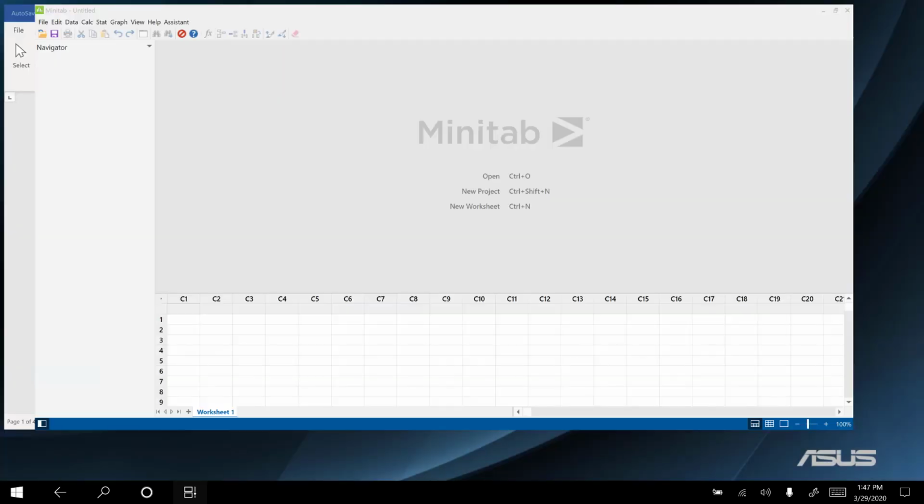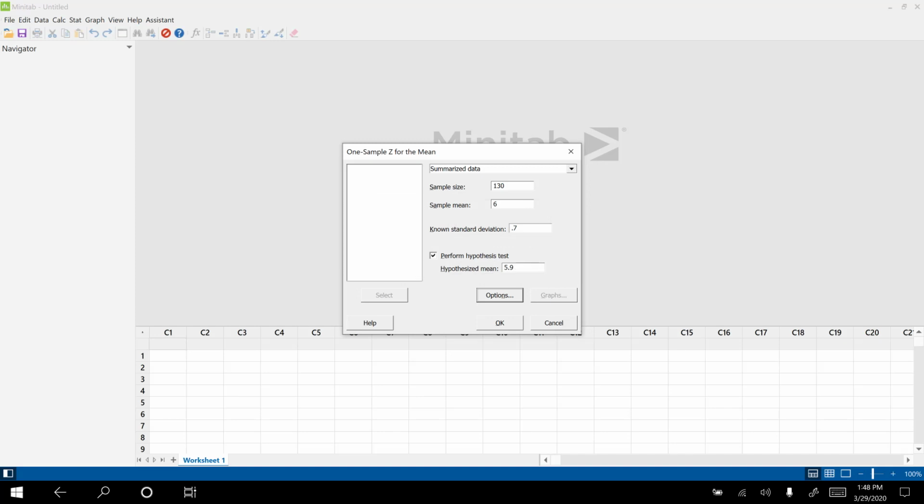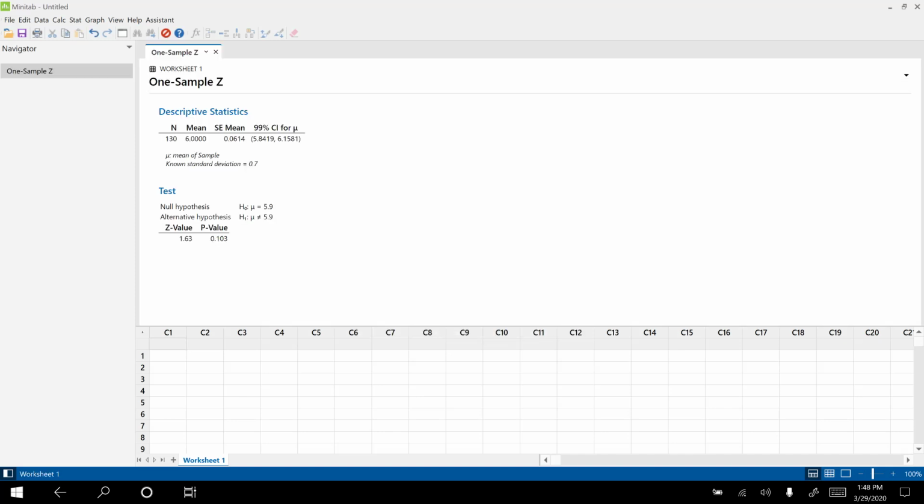If you look at the pop-up of this, you see you have mean less than hypothesized mean, mean not equal to hypothesized mean, mean greater than hypothesized mean. At this time it's not equal to, so we will leave it like that. Click OK and click OK. So if you see, they gave us Z value, they gave us P value, which is 0.103. So this is the exact P value. One of the ways I suggest you to do P value is to use Minitab.